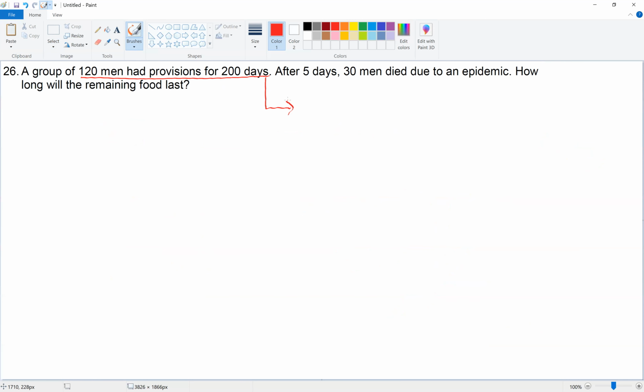So after 5 days, how much food was left? I didn't really know how to solve this one. I'm going step by step. So we had originally 200 days, but you're talking about after 5 days. So how many days of food are left? Isn't it 195? Yeah. Now, what is the question? How long? Yeah. So days has to be on the right, which is correct.